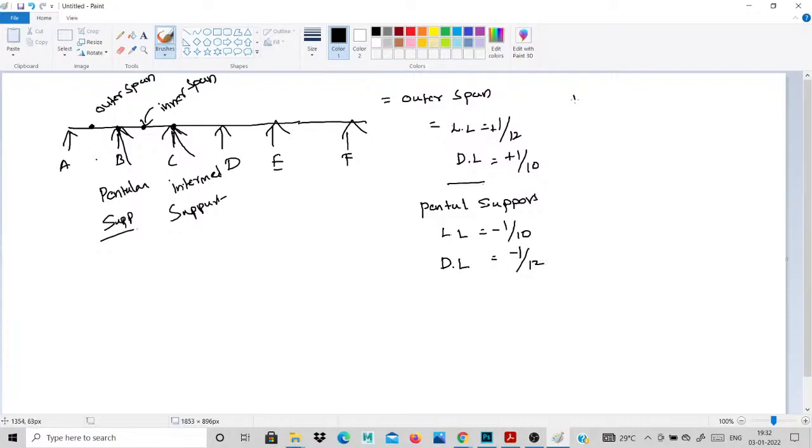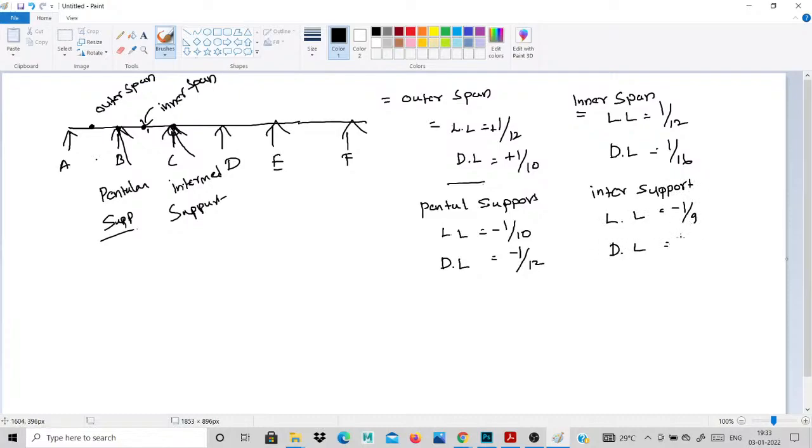The next is the inner span moment. This is our inner span. How to calculate the bending moment for the inner span? The live load is 1 by 12, and the dead load is 1 by 16. Next is the intermediate support. How much bending moment will be acting on this intermediate support? For live load you go for minus 1 by 9, and for dead load minus 1 by 12.